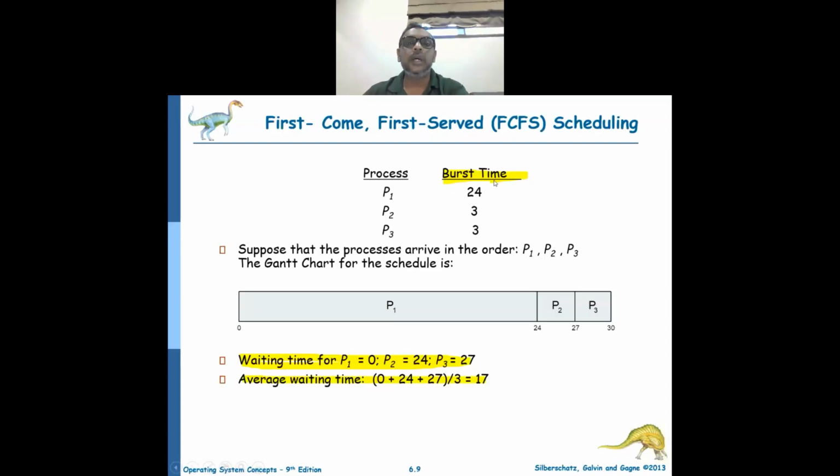All right. The first algorithm that we are going to learn today is first come, first serve, the easiest one. First come, first serve means the first process that comes into the memory is run first.